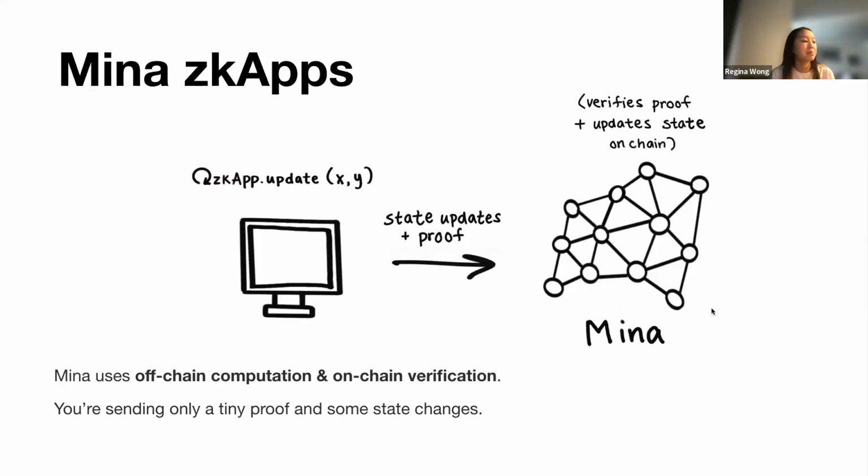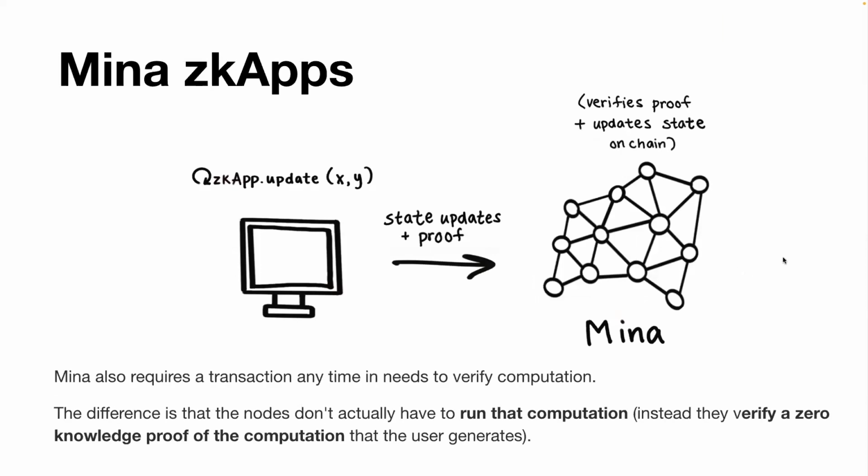Let's see, with Mina, all the computation can happen off-chain. And all that's happening on-chain is verifying that the computation happened correctly. In other words, you're only sending a very tiny proof and some state changes to Mina. You do need a transaction to verify a computation goes through successfully, but one thing to keep in mind is the nodes on Mina aren't actually running the computation. You're just verifying the proof. That's it.